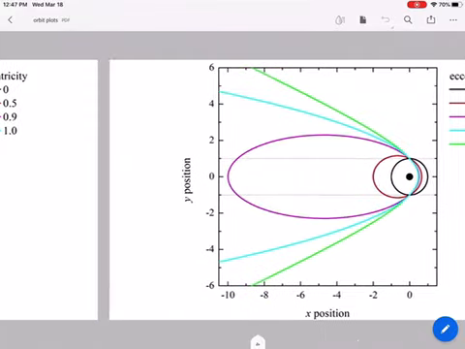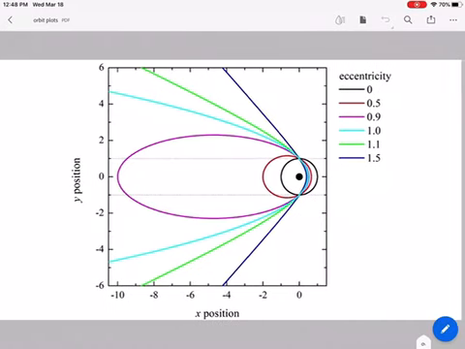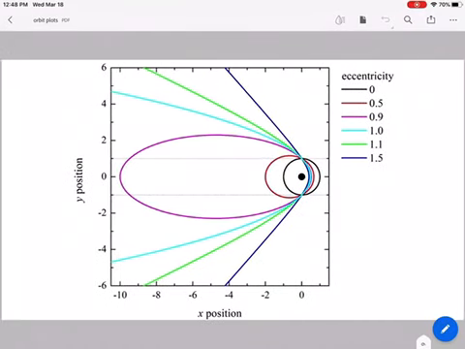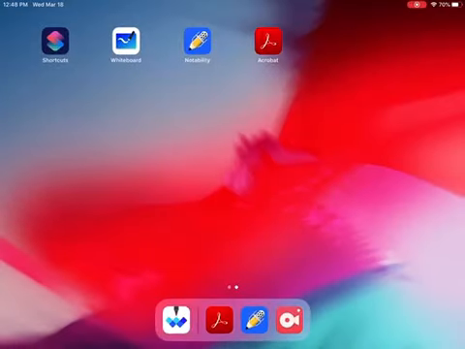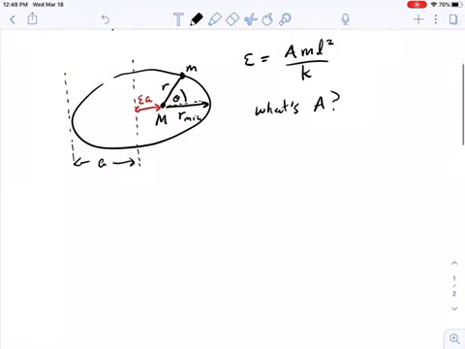We could make the eccentricity even bigger, 1.1, and we just get another unbound orbit that just moves away from the sun at a higher rate, and then we could keep going. There's 1.5, and the blue one is another unbound orbit. And so what I'd like to do is summarize those observations and then see if we can understand how we could deduce those results mathematically.